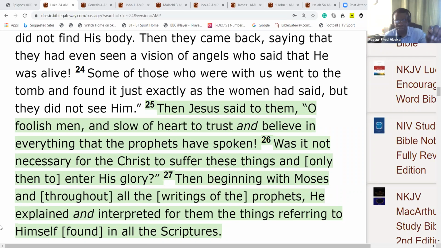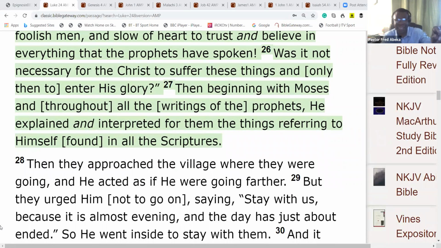Verse 26, "Was it not necessary for the Christ," the word there is Christos, which is from the word anointed, which also has to do with the fact of Messiah. The word Messiah is a derivative, if you go into the Aramaic, of the word Sota. The word Sota means savior. "To suffer." When did Jesus suffer? He's referring to his death and burial. The things, "and only then to enter his glory."